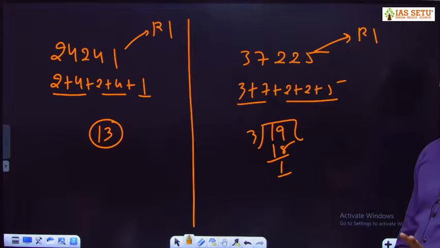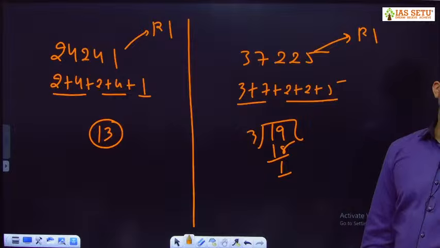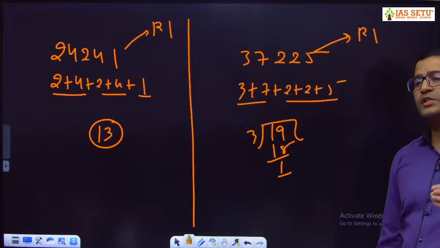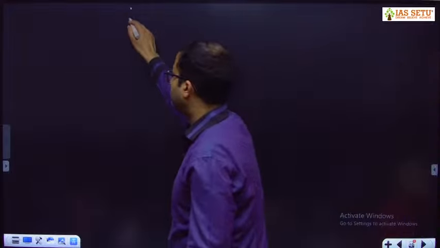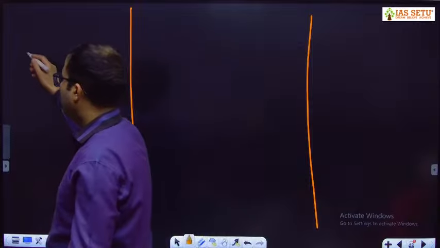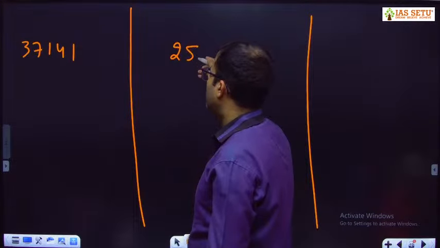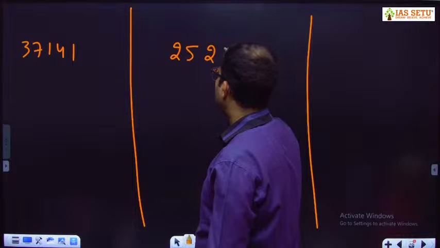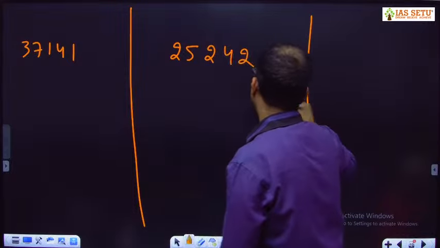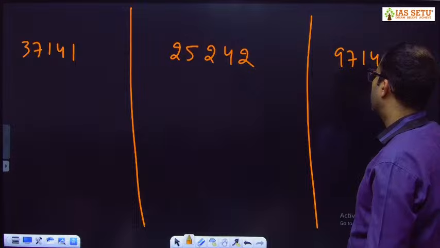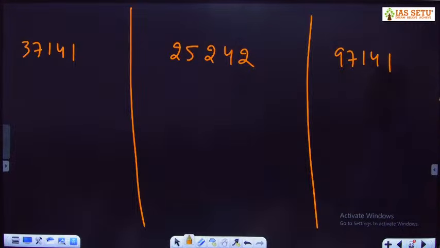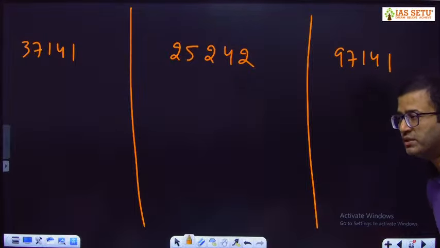I ask you 3 numbers. Take your time, check if the number is divisible by 3, yes or no. In case no, you have to find the remainder. Now here: 37,141, 25,242, 97,141. Check if the first number is divisible by 3, yes or no. In case no, you have to find the remainder also. Second number divisible by 3, yes or no. Third number divisible by 3, yes or no.